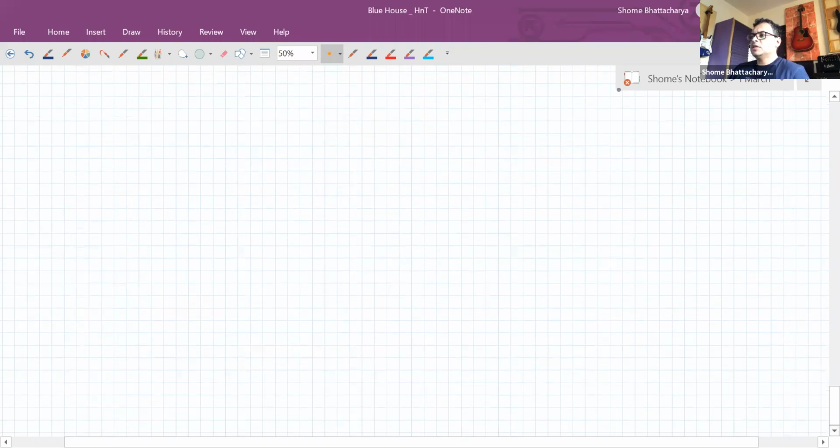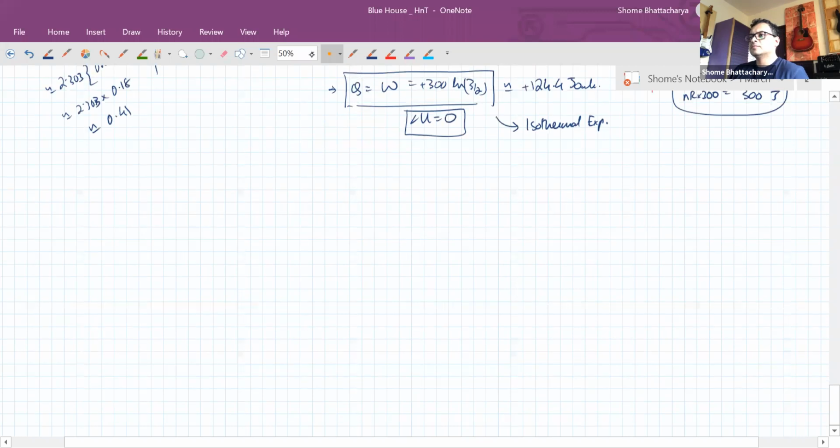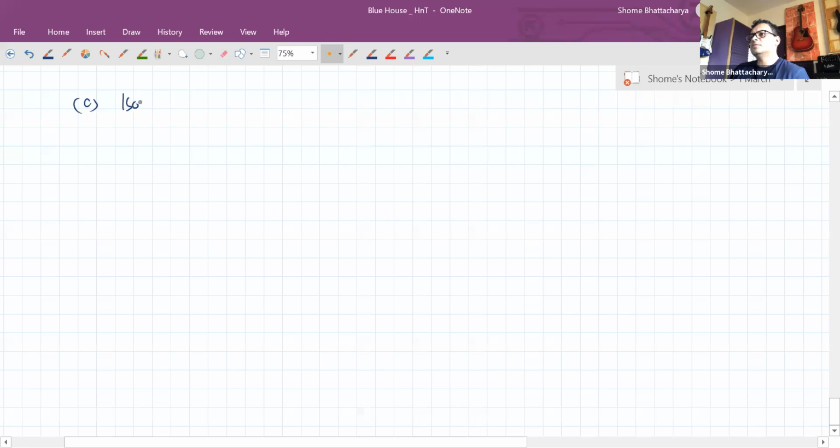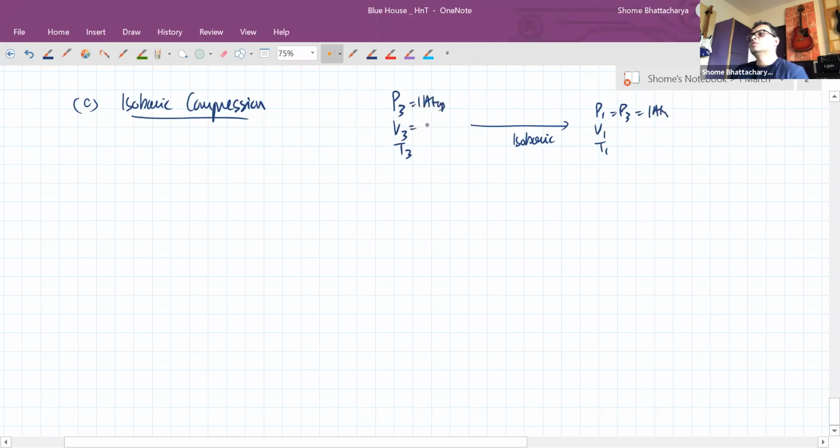Okay, so let's quickly finish the last part, the isobaric expansion part. Sorry, the isobaric compression, not expansion. So that went from initial state P3, V3, T3 via isobaric back to P1, V1, T1. So P1 is equal to P3 equal to 1 atmosphere. But the volume compressed from 3 liters back to 2 liters. And as a result, the temperature went down from 300 Kelvin to a temperature back of 200 Kelvin.